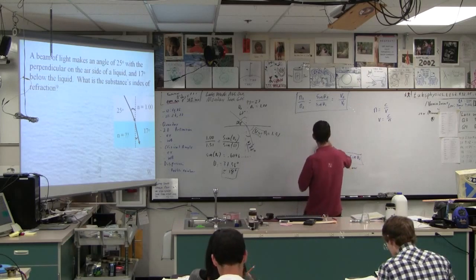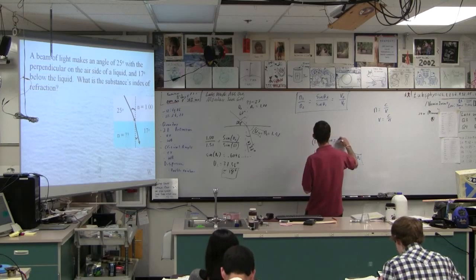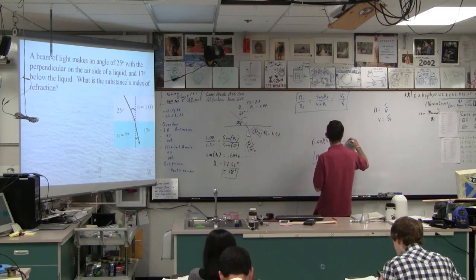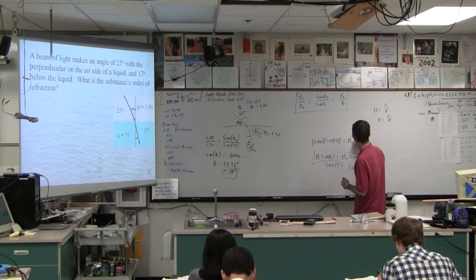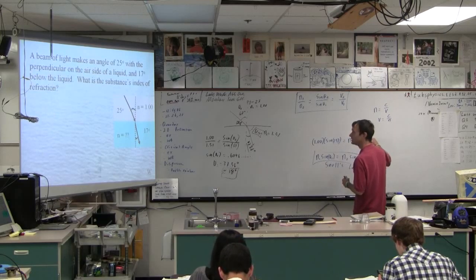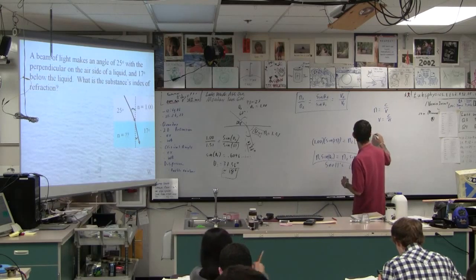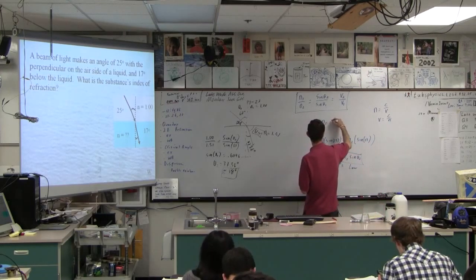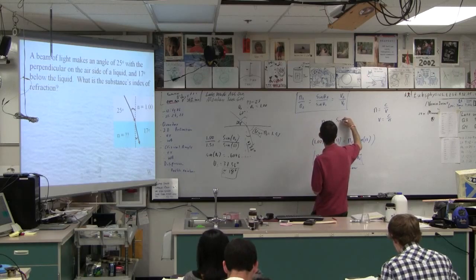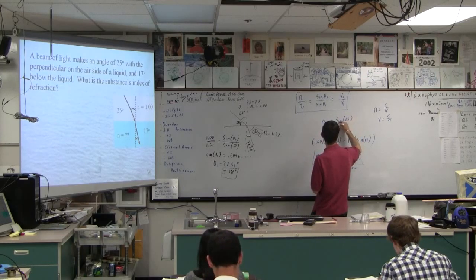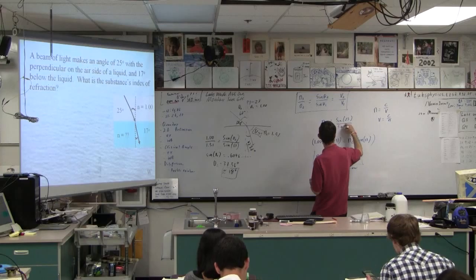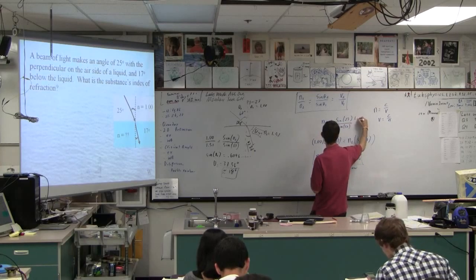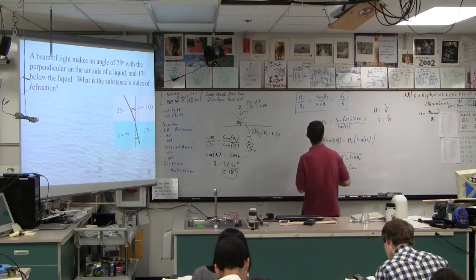So this problem is 1.00 sine 25 equals n2 sine 17. So n2 is just going to be sine 25 divided by sine 17, times 1.00.